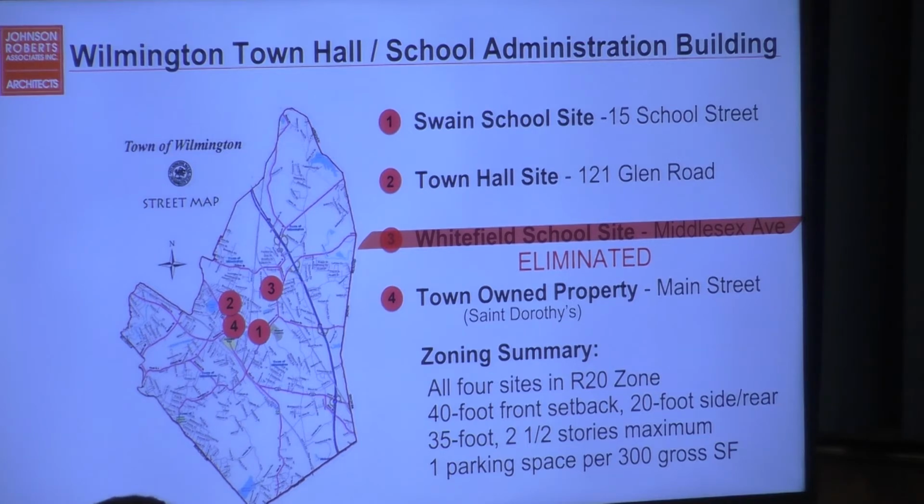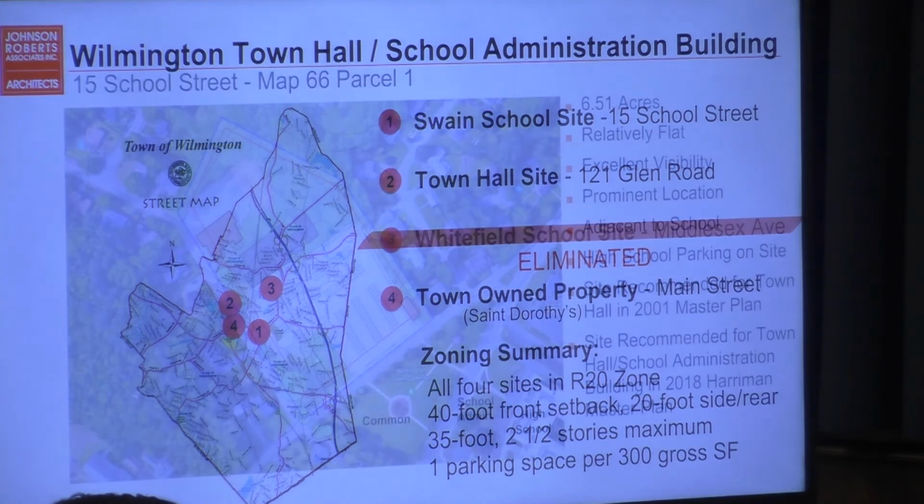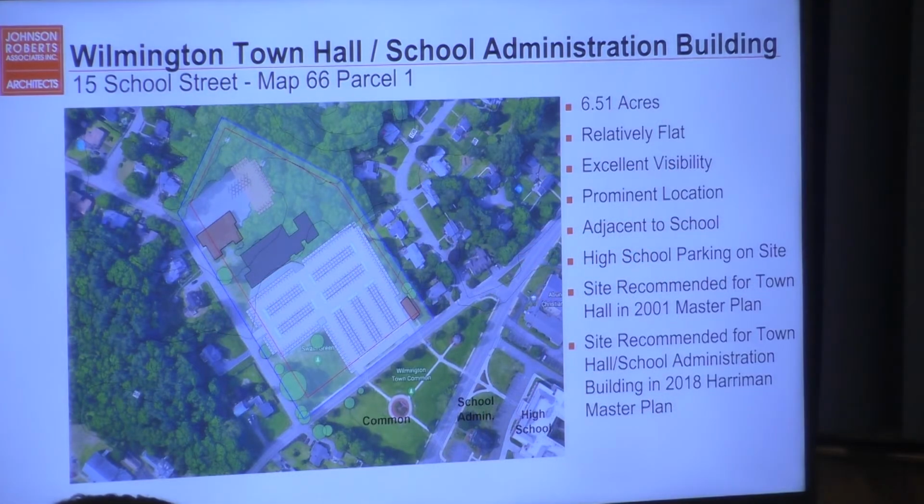But when we spoke to the Board of Selectmen, they asked us to take another look at each of the sites and to look a little further at this site and some of the others as well. So we've done that, and I just wanted to show you what we've done. Looking at them again, you can see this overall site plan. This is School Street, or the Swain School site, about 6.5 acres, relatively flat, although we know that there's a slope at the rear of the existing parking lot.